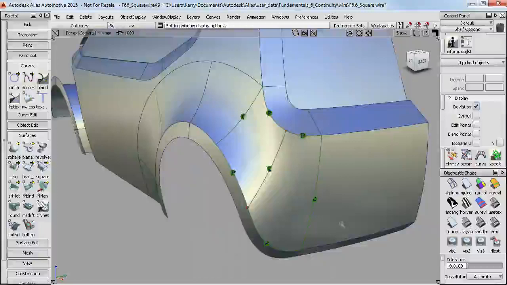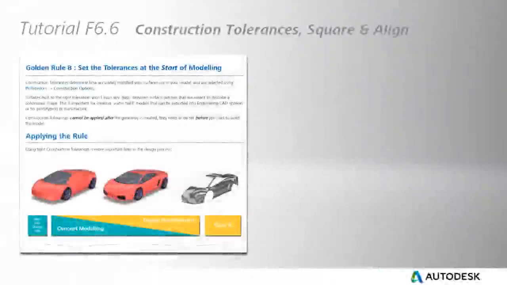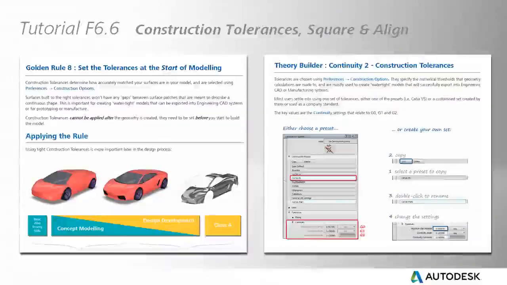So with successful continuity, all the surfaces will now stitch together, so I could create a prototype or export it out to another CAD system. So we've covered quite a lot here. So if you want to go over it again, there's a golden rule and a theory builder that give much more information on the construction tolerances. And I go through them again in more detail in the second workflow section.